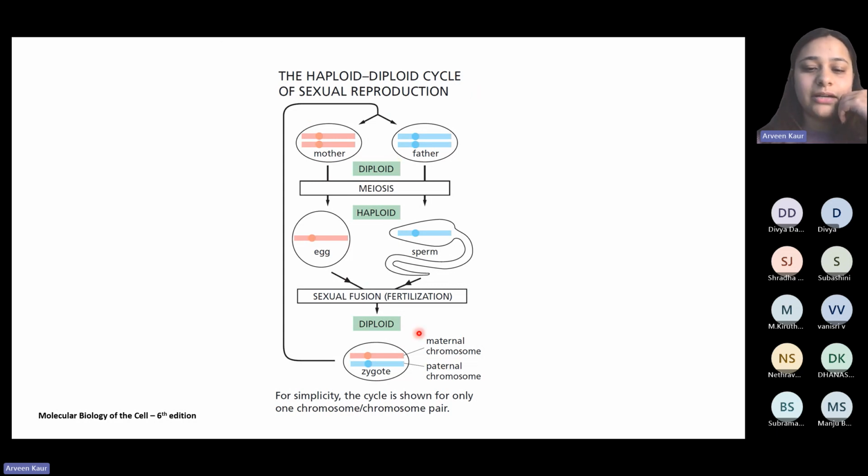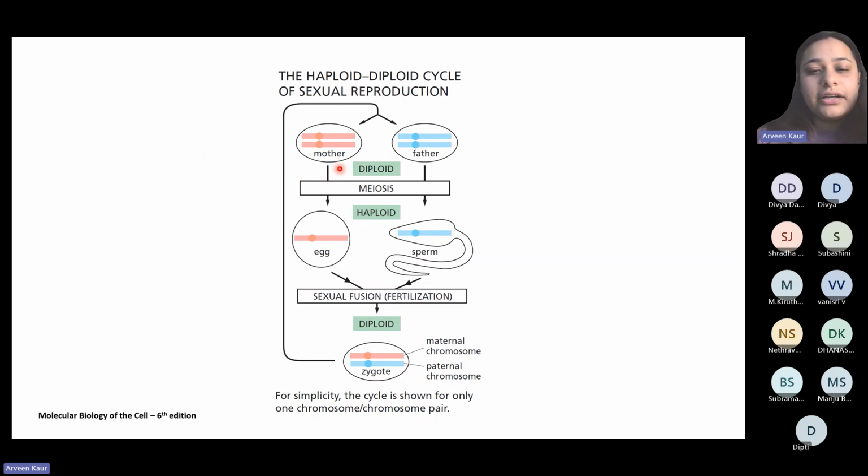For example, if we take one particular chromosome, so over here for simplicity, the cycle is shown for only one chromosome or chromosome pair, right? In this chromosome pair, we say that there is one chromosome that is coming from the mother and the other that is coming from the father, right? So a single chromosome is being talked about. One pair is coming from the mother and the other is from the father. Both of these, as you can see, are diploid right now, right? But if and when they undergo meiosis, they come into a haploid condition or haploid ploidy, right?